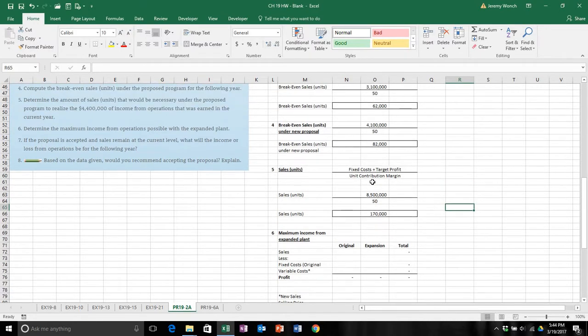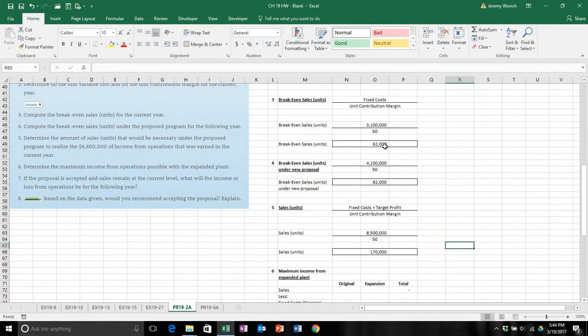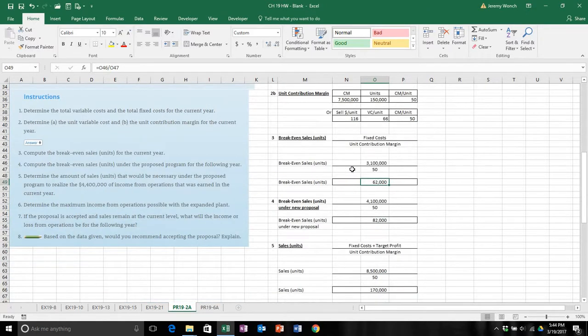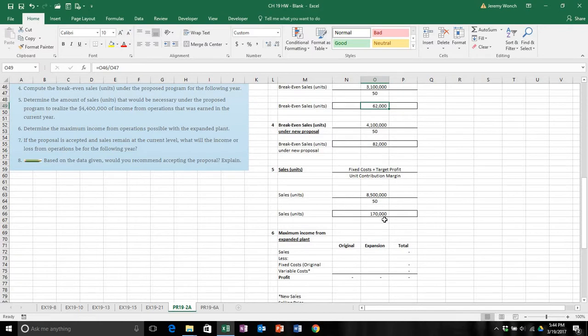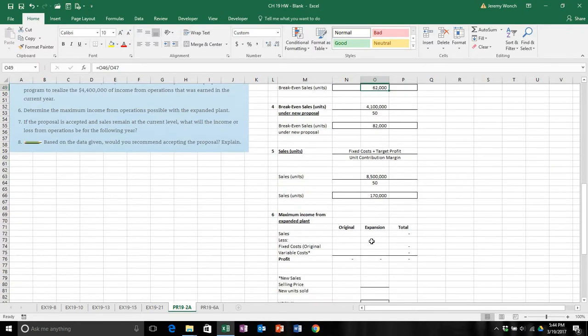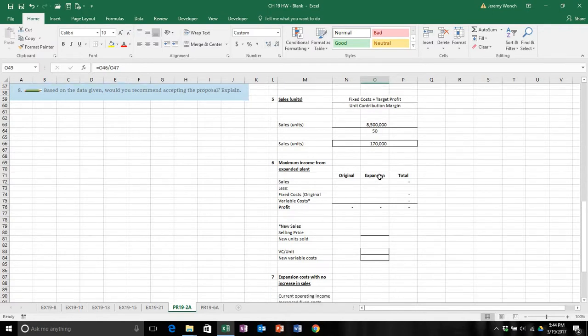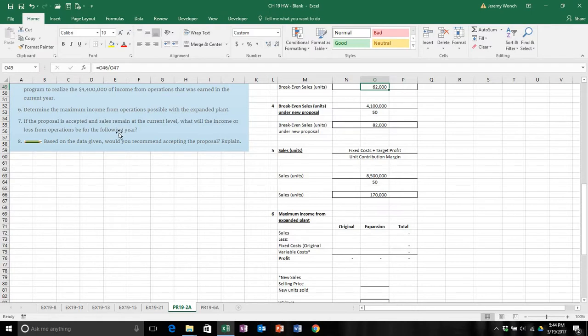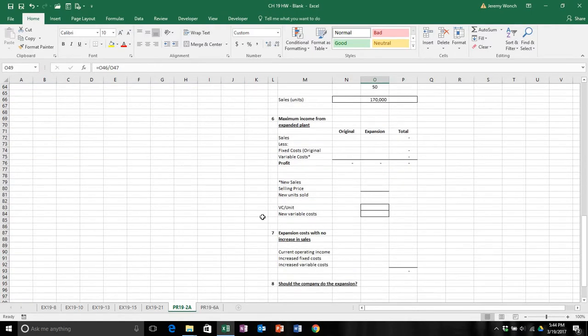And so we actually could have figured that out up here under this problem, because we did break even for both the new proposal and the old one, and so that's a difference of 20,000 units. So add the 150,000 that we were selling, increase that by 20,000, gets us to 170,000. So, all right, part 6 says determine the maximum income from operations with the expanded plant.